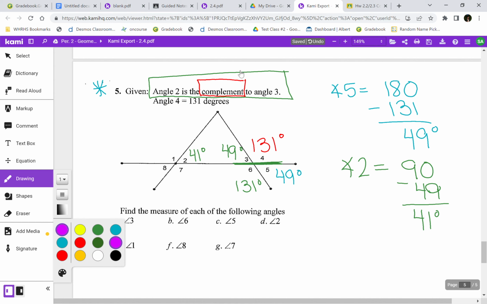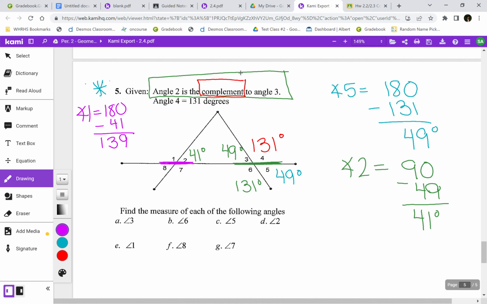All right, now let's fill in the other side of this diagram. Tell me what you see. What can we do? Angle 1 is supplementary to angle 2. Excellent. We have our straight angle right here, so these are supplements. So angle 1 is going to be 180 minus 41, which is going to be 139 degrees.